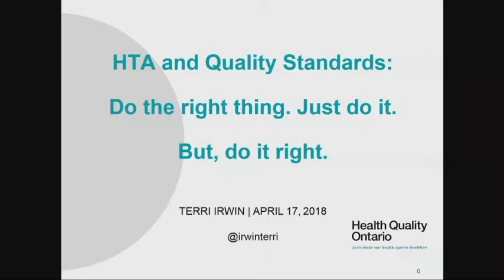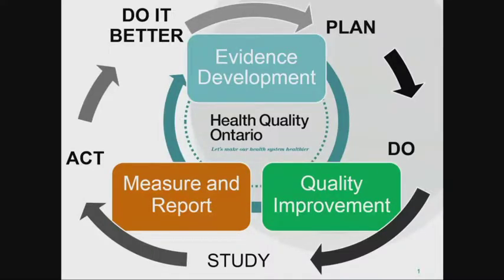But first, just a quick primer, if you can change the slide, on the role of Health Quality Ontario. So HQO is an agency of the provincial government with a mandate that's set out in the Excellent Care for All Act. This mandate is threefold: to develop evidence to support decisions, to measure and report on the quality of the healthcare system, and to support quality improvement based on all of this. To me, HQO's mandate is much like the power to conduct ongoing PDSA cycles across the province to effect improvement in many areas of care. Next slide, please.